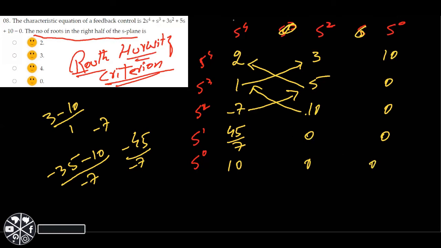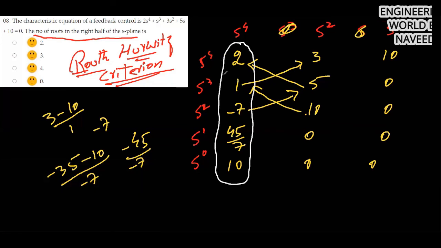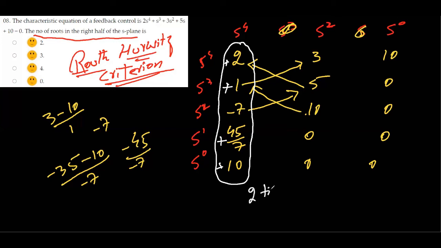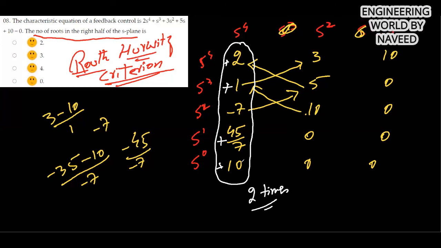Now after this you need to observe the sign of the first column. If you observe the sign of the first column, here we have plus, here we have plus. So here the sign is changed, plus to minus, and then the sign again changes from minus to plus, and here you will get plus. So the sign changes from plus to minus, then from minus to plus, 2 times. 2 times sign change, okay? So you can say that the number of roots on the right hand side of the S-plane is 2. So option A will be the correct option.